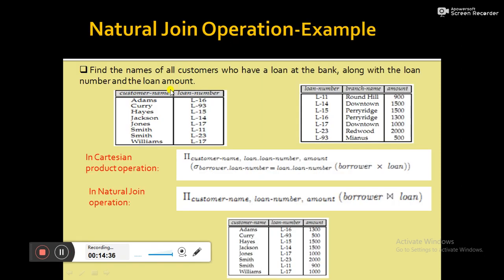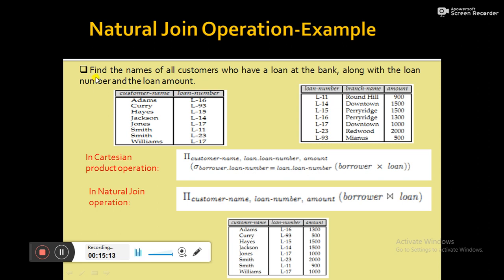So this is another example of natural join operation. Suppose this is the relation and the name of the relation is borrower, and this is another relation, name of the relation is loan. So borrower relation contains borrower information, meaning customer name and corresponding loan number. And loan relation contains the loan related information like loan number, the branch name from where the loan is borrowed, and the corresponding amount.